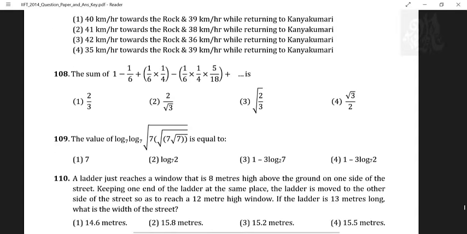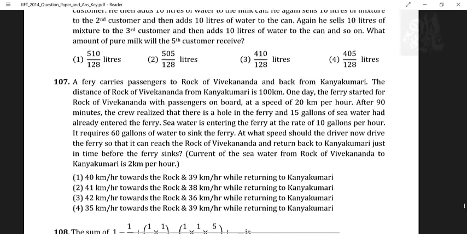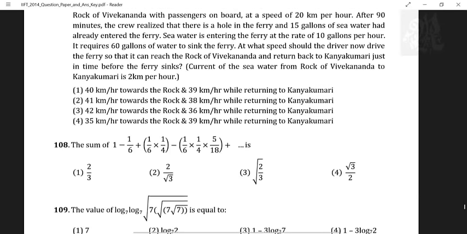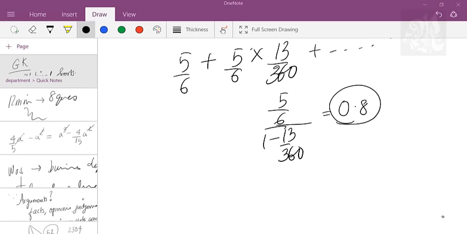Alright, sum of... Okay, log. Log we know, right? Log, log, log. Okay, which one? The sum. 108. Okay. Try to attempt.